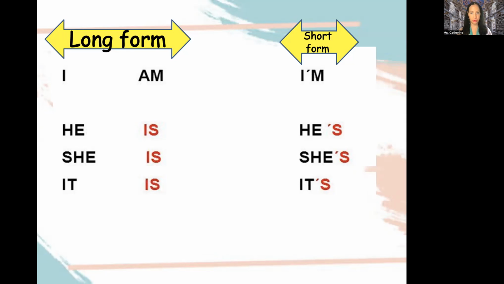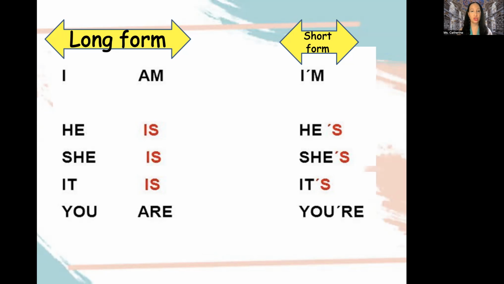So let's just repeat all the short form. I'm. Good. He's. Good. She's. Good. It's. All right. Which one sounds like cheese? That's right. She's. Great job.